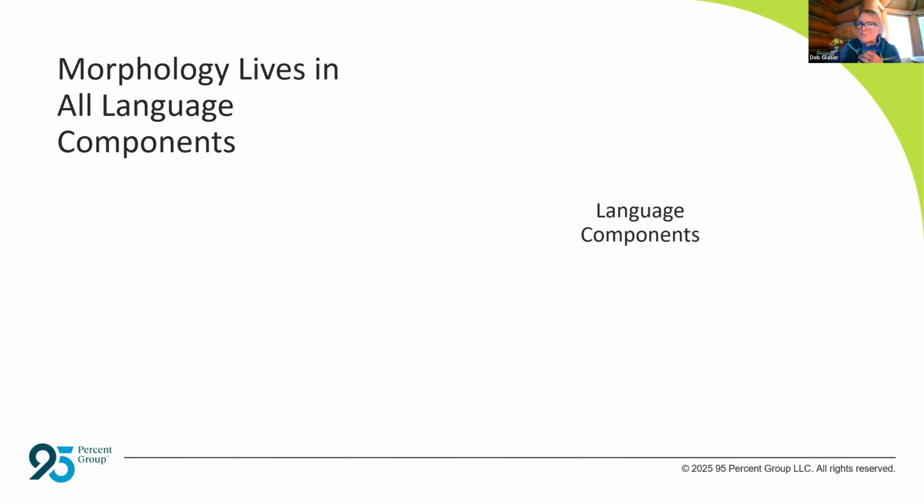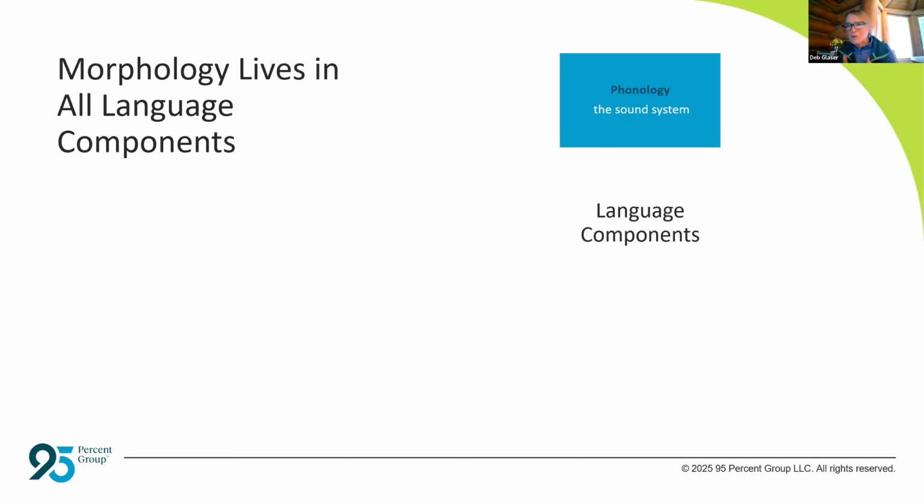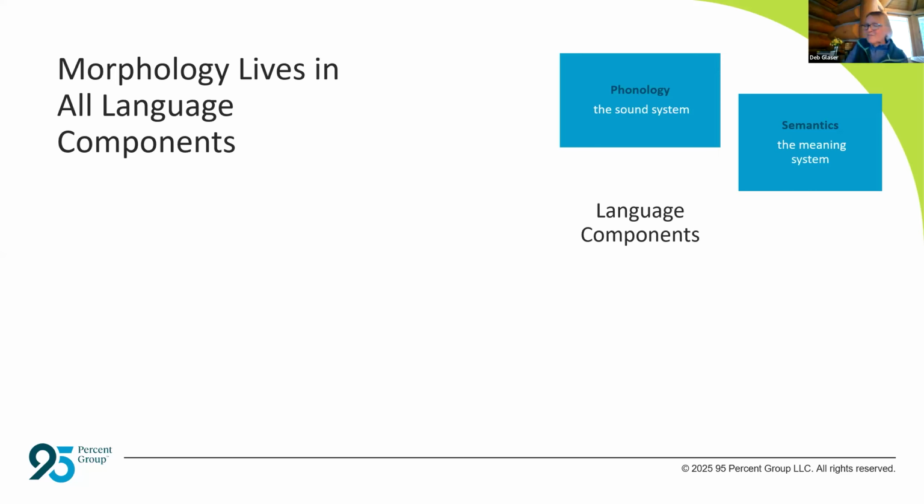So morphology, as I just pointed out, lives in all the component areas. Phonology, the sound system. The word revise has a different phonological form than devise. So revise and devise, two different words, very, very different words, but only one phoneme differs between the two of those words. We have semantics, the meanings of those words. I would like you to revise the plan means a lot different than would you please devise a plan? And then we have the morphemes.